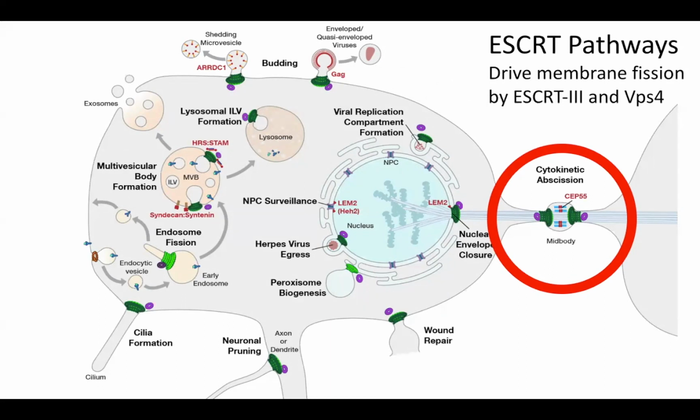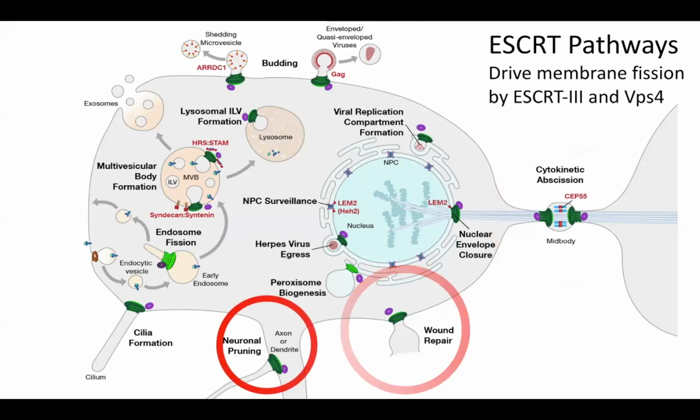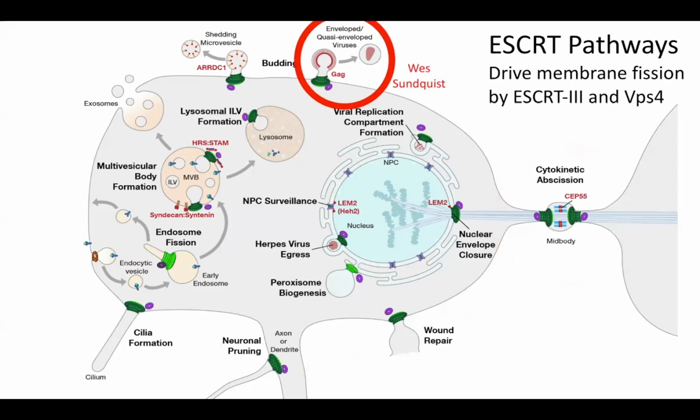And you can see there are lots of them illustrated here. Here's one that's fixing wounds that may occur in the plasma membrane. Neuronal pruning seems to be driven by an ESCRT pathway, and there are many others. We got into this because my colleague Wes, some years ago, discovered that HIV, and it turns out many other viruses, bud from cells by recruiting an ESCRT pathway.